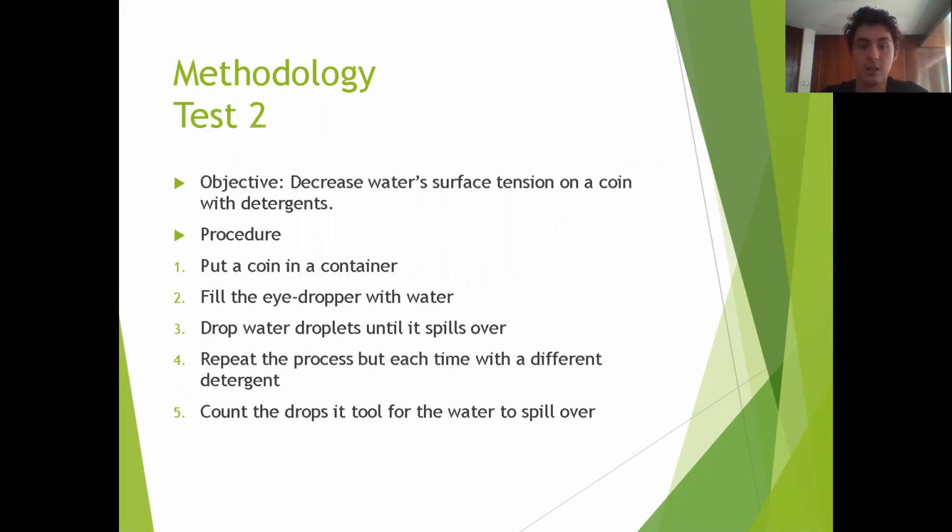The methodology for test two: the objective was to decrease water surface tension on a coin with detergents. Procedure: put a coin in a container, fill the eyedropper with water, drop water droplets until it spills over, repeat the process but each time with a different detergent, and count the drops it took for the water to spill over.